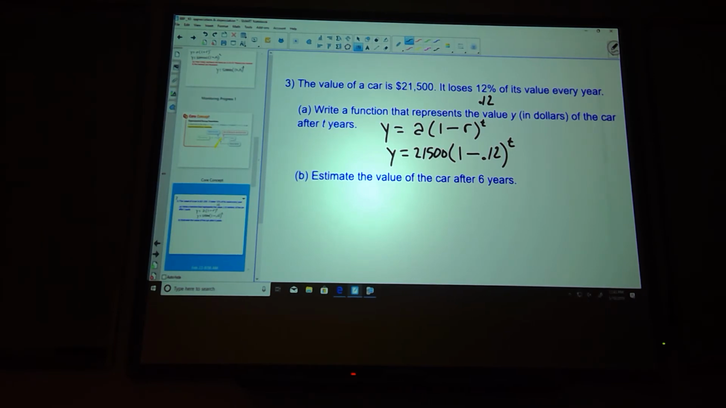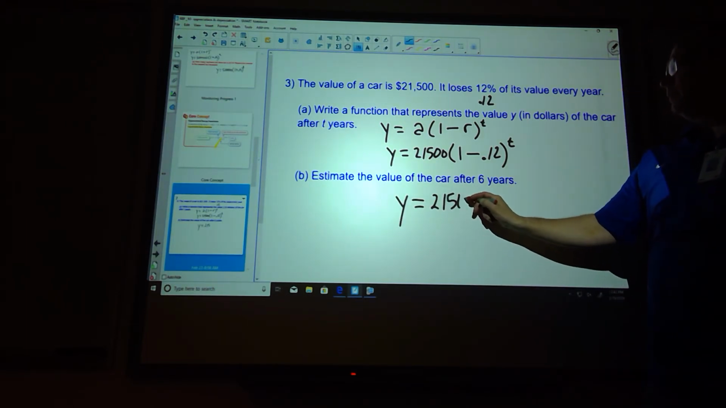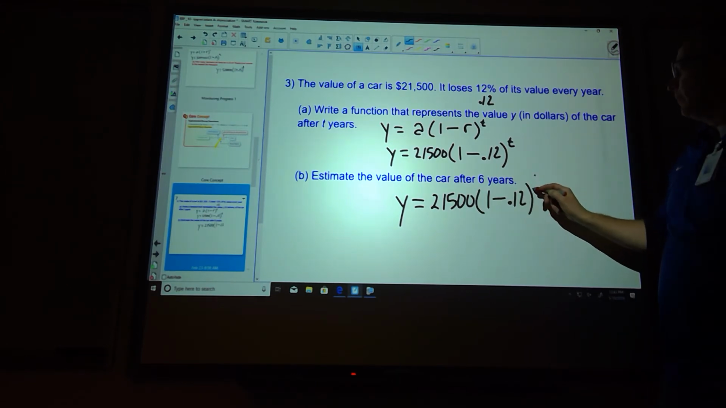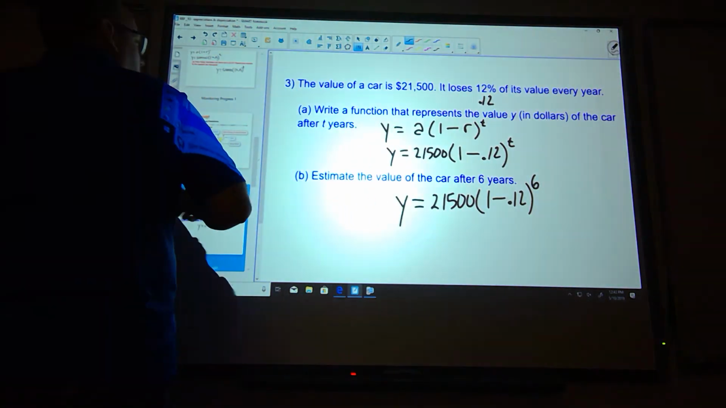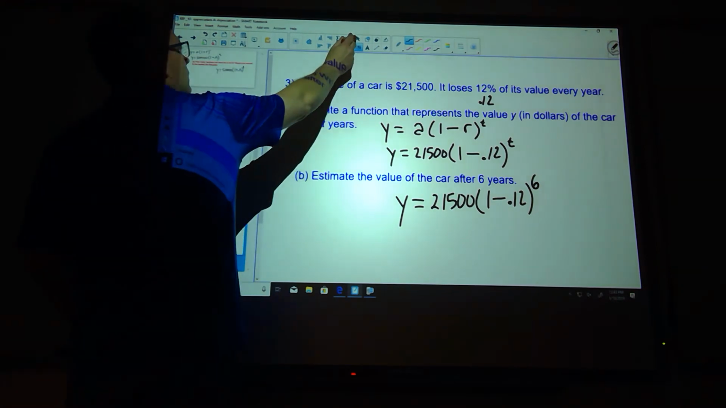So that's our equation. Estimate the value of the car after 6 years. So where's the 6 going? Into what? For t? Yeah. Cool. So the car's worth less? Yeah. Do you think it's less than 10,000? I don't know. Let's see.